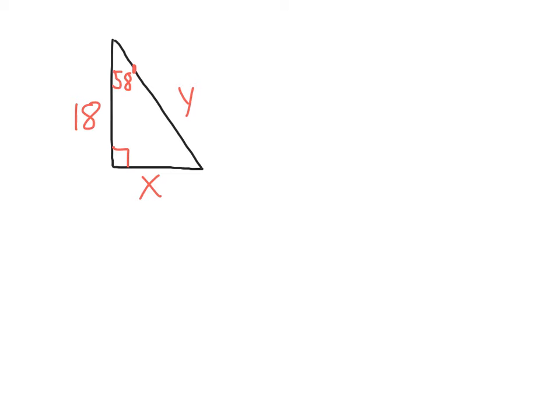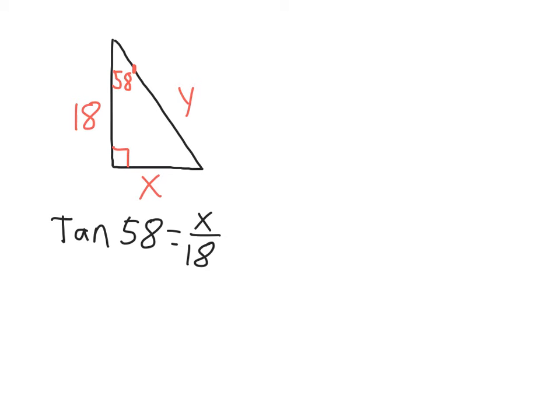So you look at 58 degrees, and what are x and 18 for the sides? X is opposite, 18 is adjacent. What trig function deals with opposite and adjacent? That would be tangent. So the tangent of the angle, 58, is equal to opposite over adjacent, x over 18. So now to solve for x, we would multiply both sides by 18.